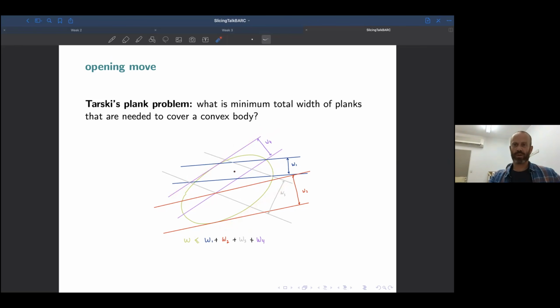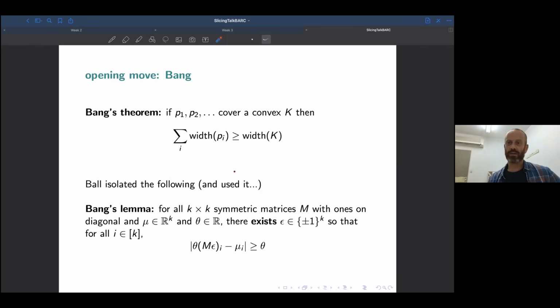And it took, I think, 20-something years until Bang solved this problem. And he showed that if a sequence of planks cover a convex body, as in the picture before, then the sum of their widths is more than the width of the convex body. There is no efficient way to cover the convex body. So just putting the planks in parallel, that's like the most trivial and the best you can do. Yes, exactly.